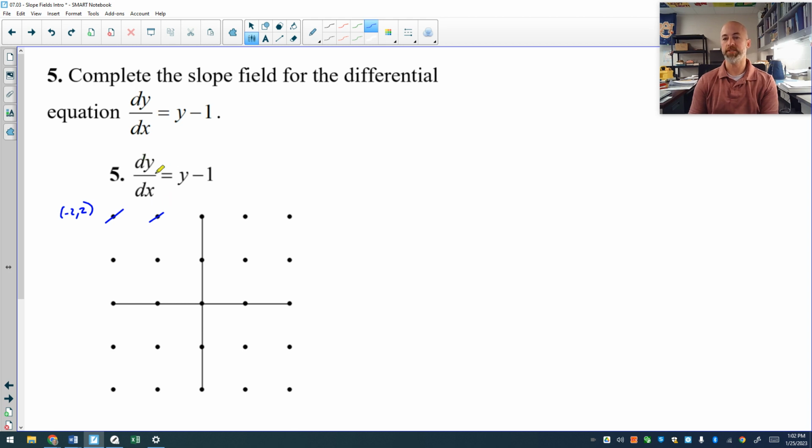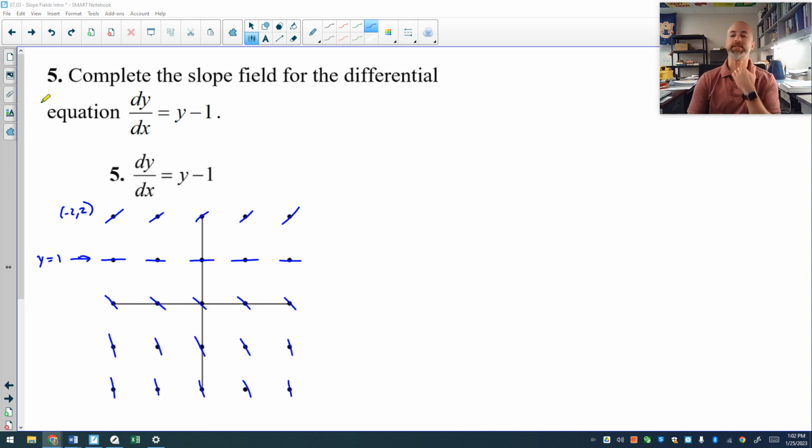And when your differential equation is a function of y, it's really nice because once you get one point, all other points with the same y coordinate will have the same slope. So all of these with a y coordinate of 2 will have a slope of 1. Right here, when y is equal to 1, 1 minus 1 is 0. So every single one of these is going to be 0. Makes it a lot easier. And then I'm going to finish up the rest of these.